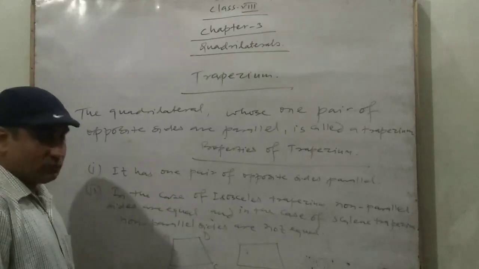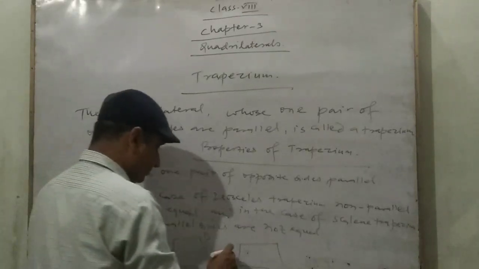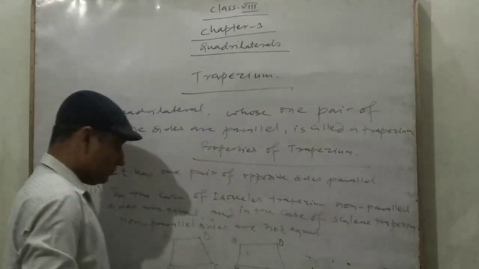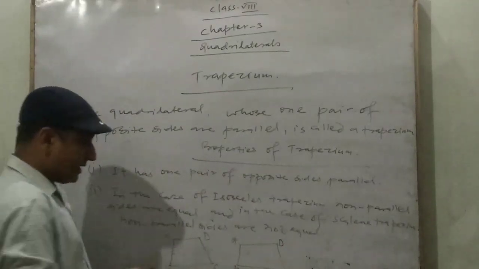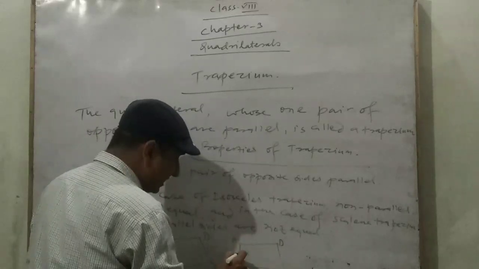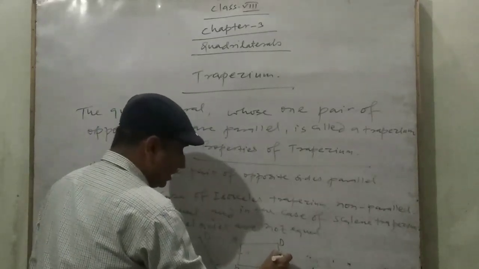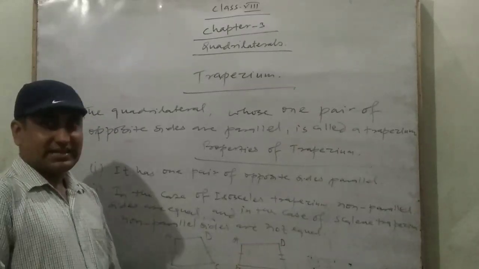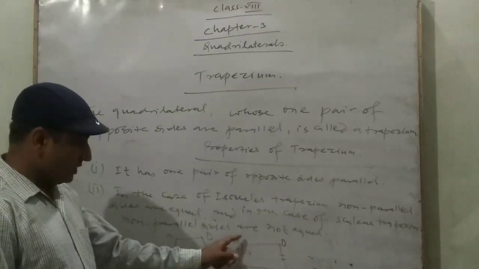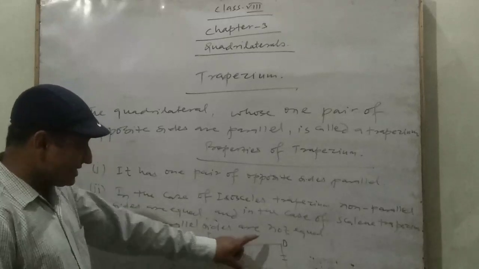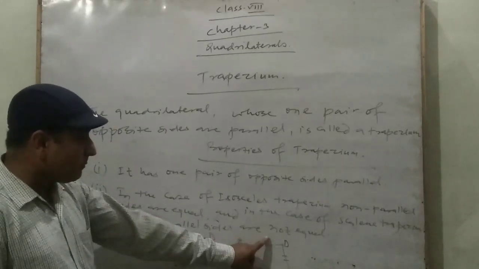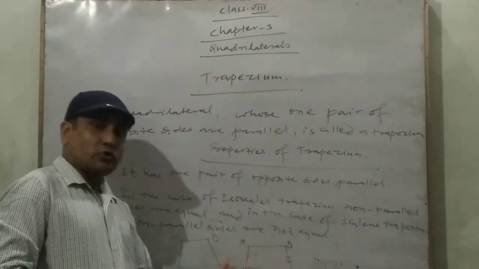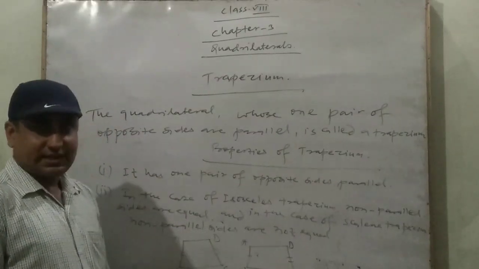Okay. Next, this is also trapezium, but here non-parallel sides are not equal. So it is scalene trapezium. It has only one pair of parallel sides, so it is trapezium. But non-parallel sides are not equal, so it is scalene trapezium.